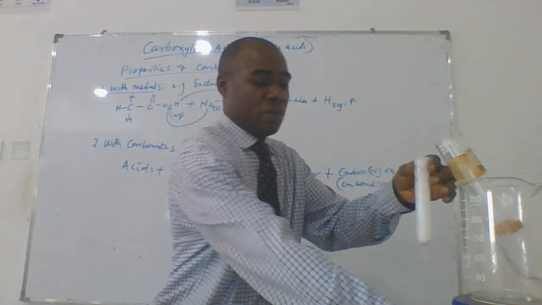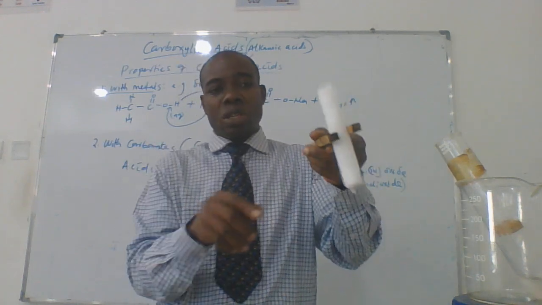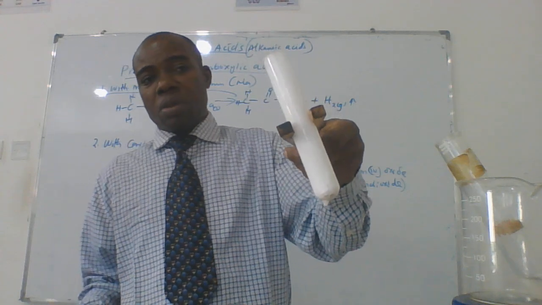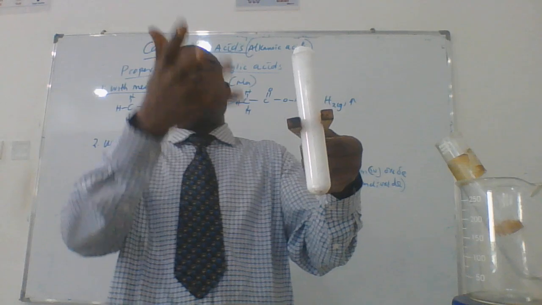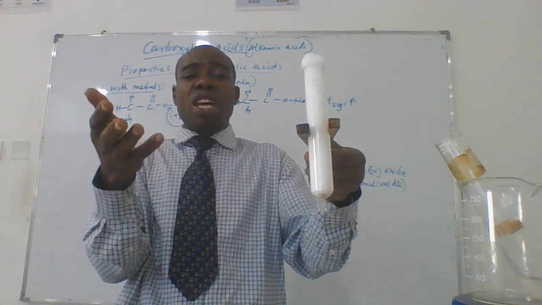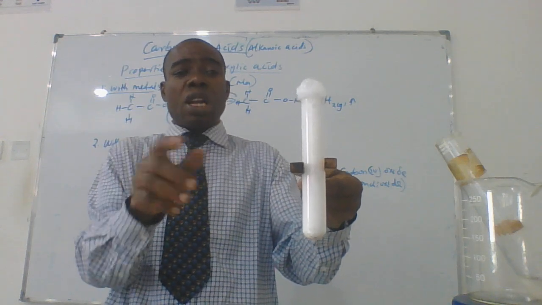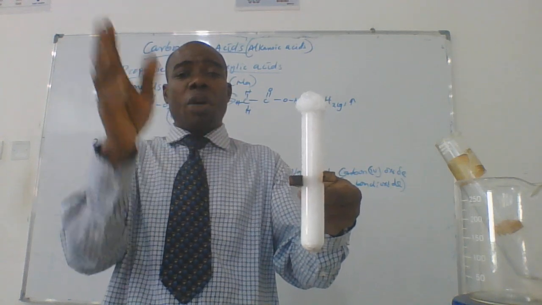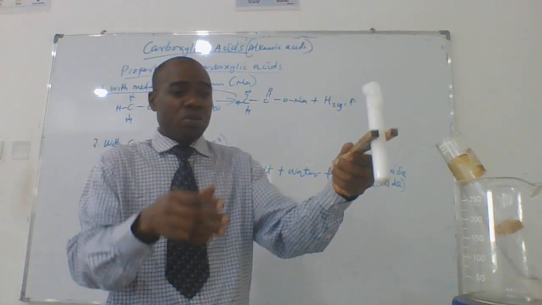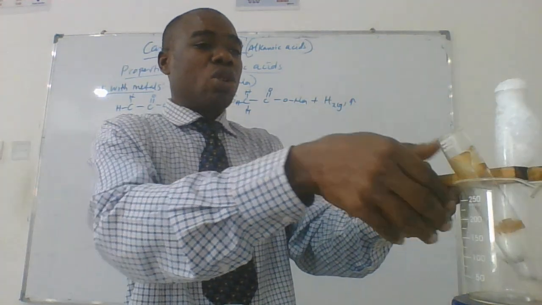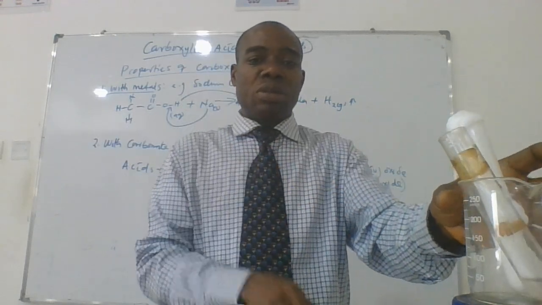Wow. You can see the fizzing coming out. Now, it is more vigorous than this, but because ethanoic acid is a weak acid, you can still see the reaction coming out now, reacting now. That is carbon dioxide being given off. So that is the second reaction. Okay, let me put it there so that we can continue with the lesson.